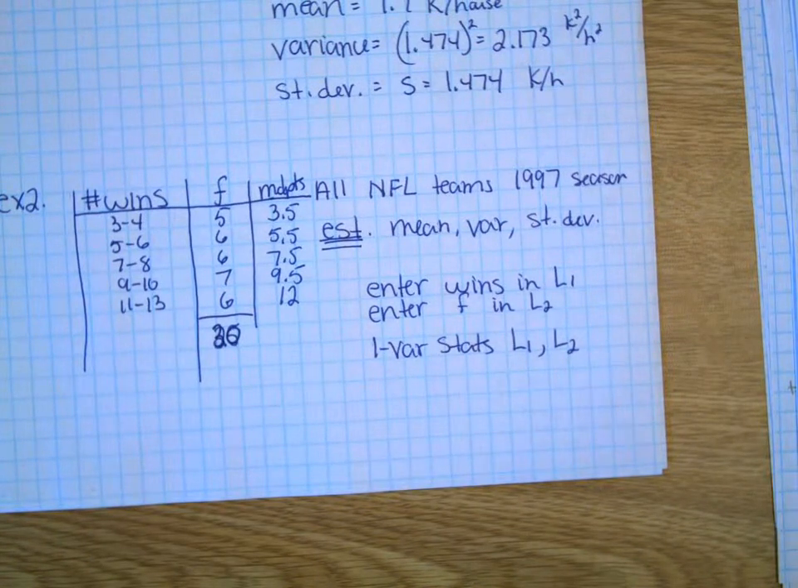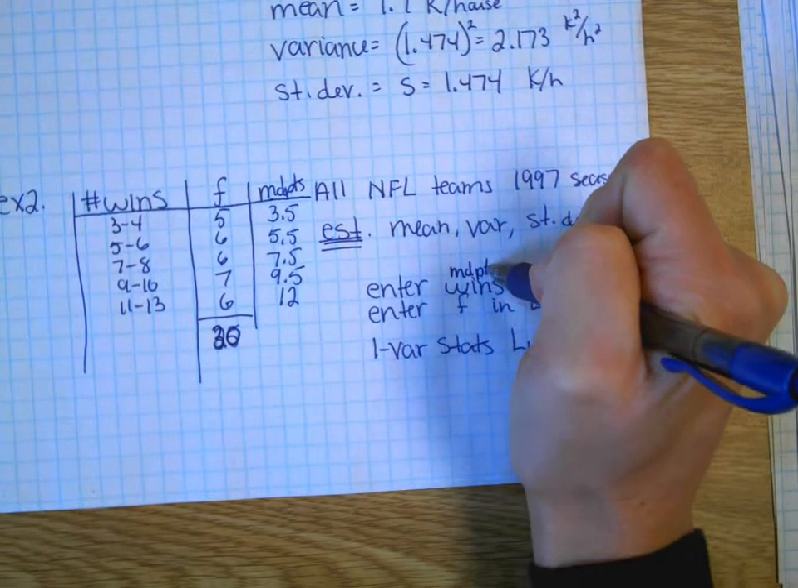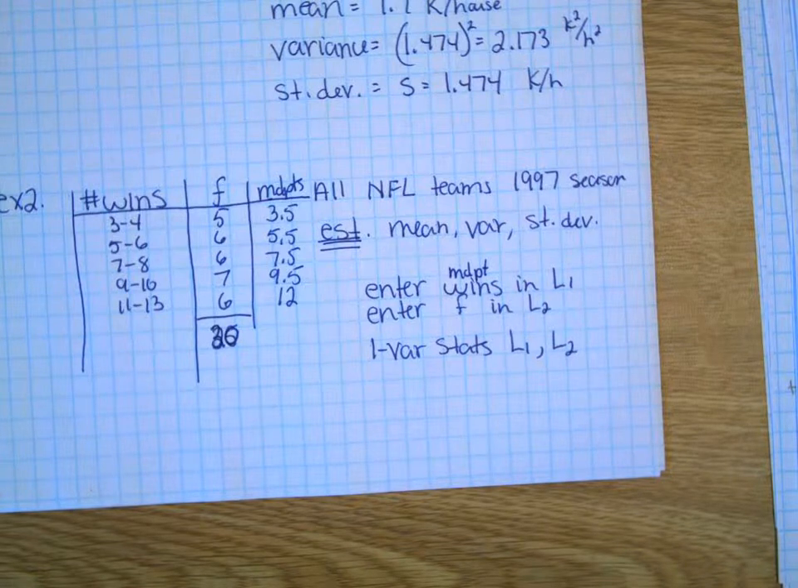So, midpoint wins. Oh yeah, midpoint wins. My mistake. I didn't know what you were asking, but now I do. And then the frequencies. And then you quit and run your 1-var stats. And don't forget, because it's a frequency, you need that second one.